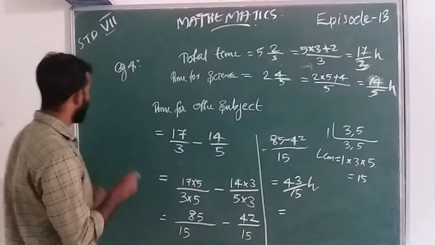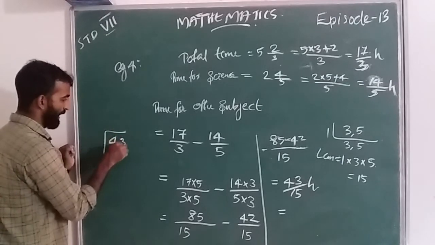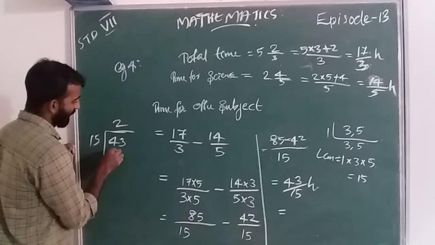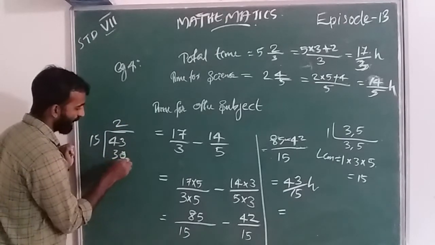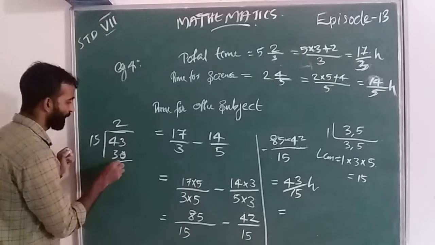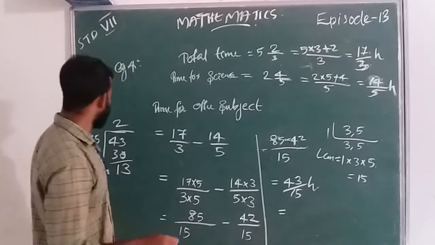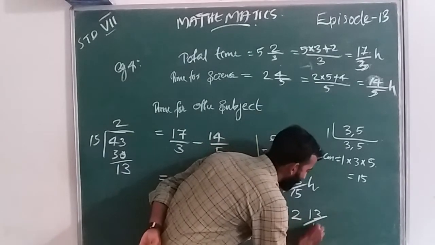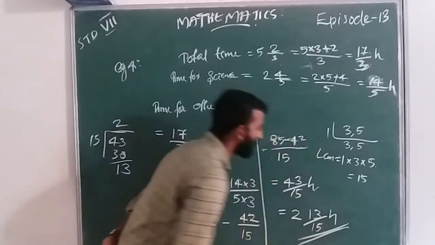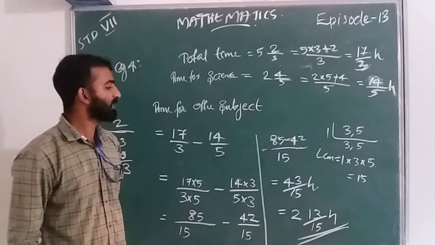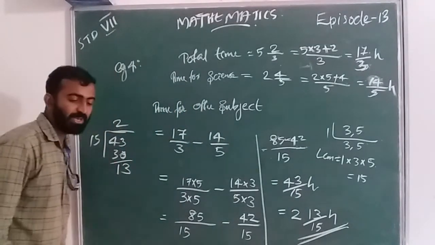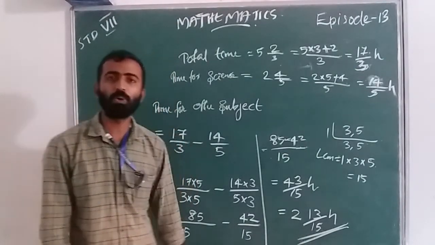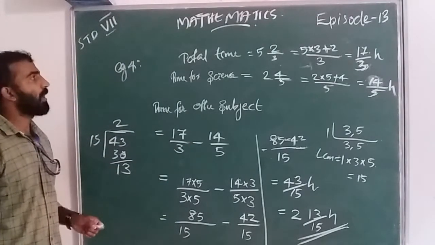So we convert: 43 divided by 15 gives 2, remainder 13. That is, we get 2 and 13 by 15 hours. That is the answer: 2 and 13 by 15 hours. Any doubt, guys? Any doubt?